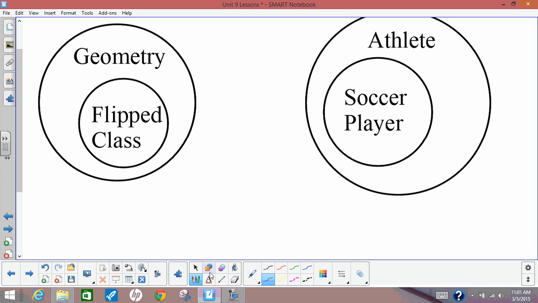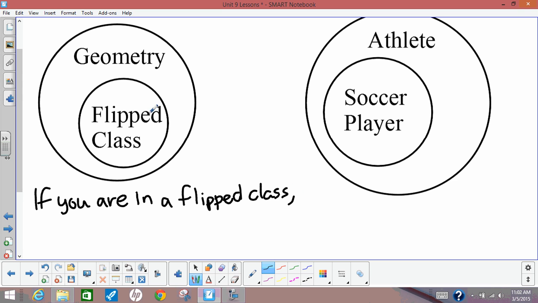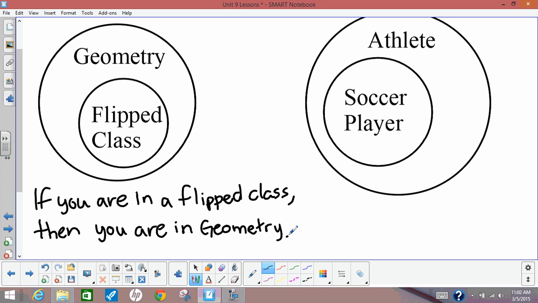So we can write a conditional statement here. If you are in a flipped class, then you are in geometry. So if I found any student in Hilton right now that's in a flipped classroom, they would also be taking geometry, and they would either have me or Mr. Munson.